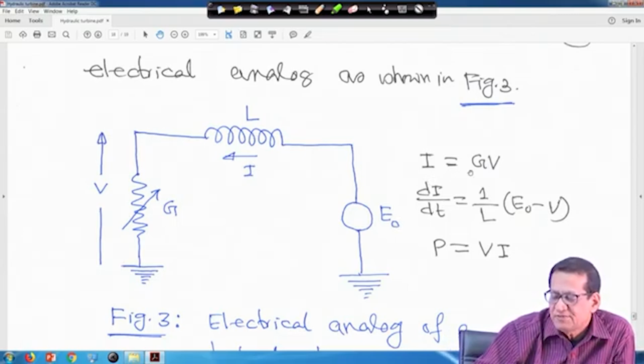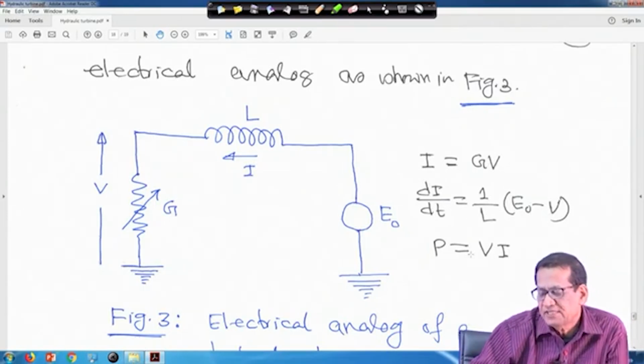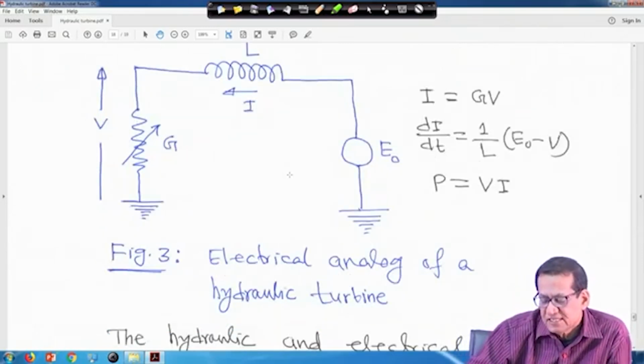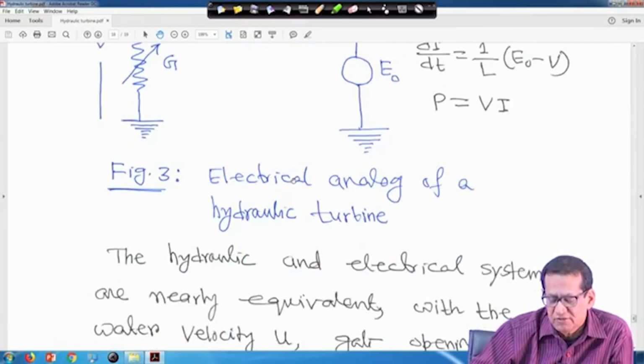I is equal to G V, and d I by dt can be written as 1 upon L into E 0 minus V. So L d I by dt is equal to E 0 minus V, and power P is equal to V I, right. So now this is the electrical analogy of a hydraulic turbine.